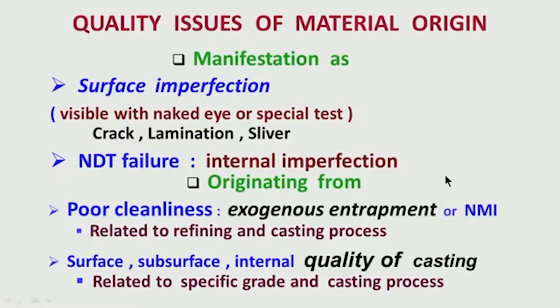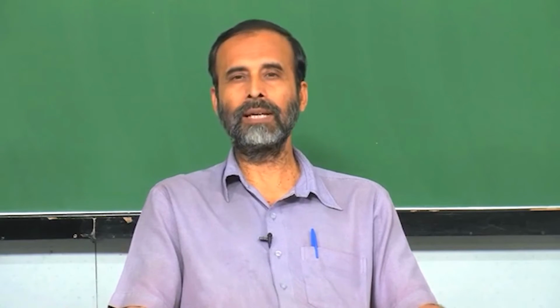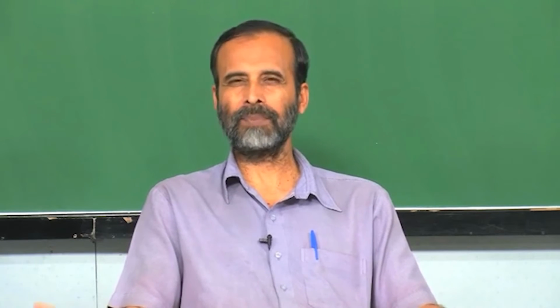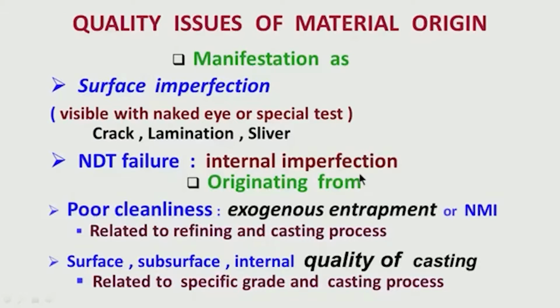Another important imperfection which might crop up, which you cannot see on the surface, is basically internal defects. That means internal imperfections. Those defects we can only see through non-destructive tests. Okay? So, we call it internal imperfection. Now, these two broad categories of defects, where are they originating from?